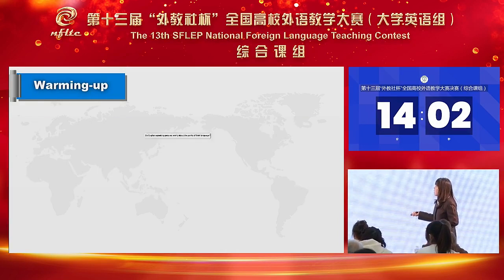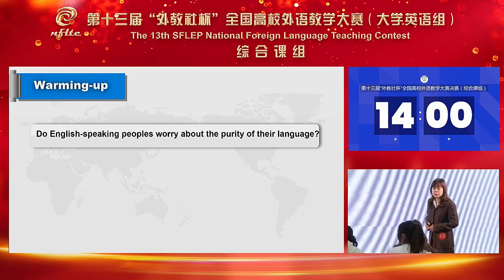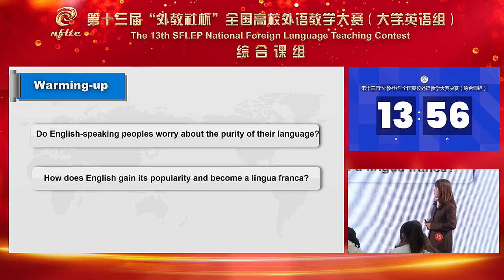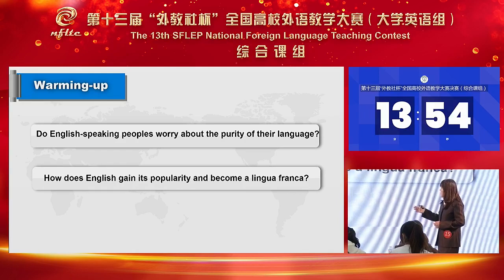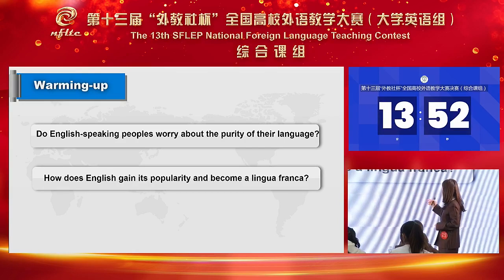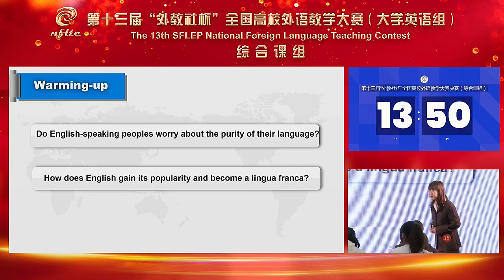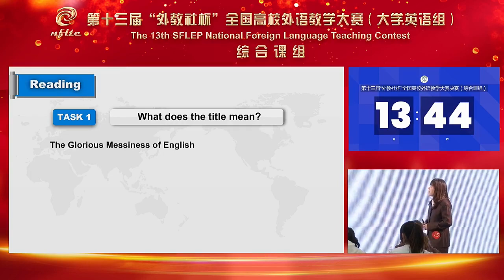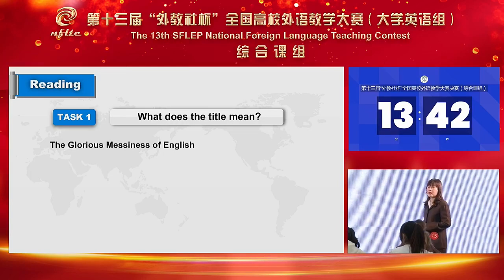So, do English-speaking people worry about the purity of their language? How does English gain its popularity and become a lingua franca? The text will tell us. Now let's come to the title, The Glorious Messiness of English.